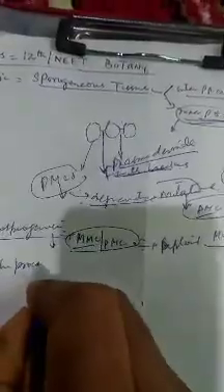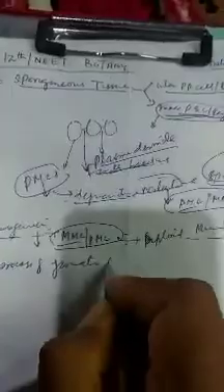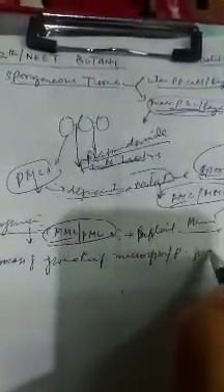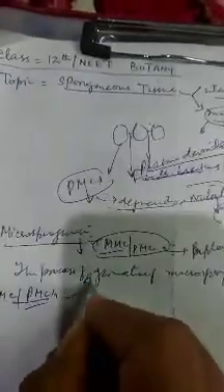This process of formation of microspores or pollen grains from the microspore mother cells or pollen mother cells, PMCs or MMCs, is called microsporogenesis.